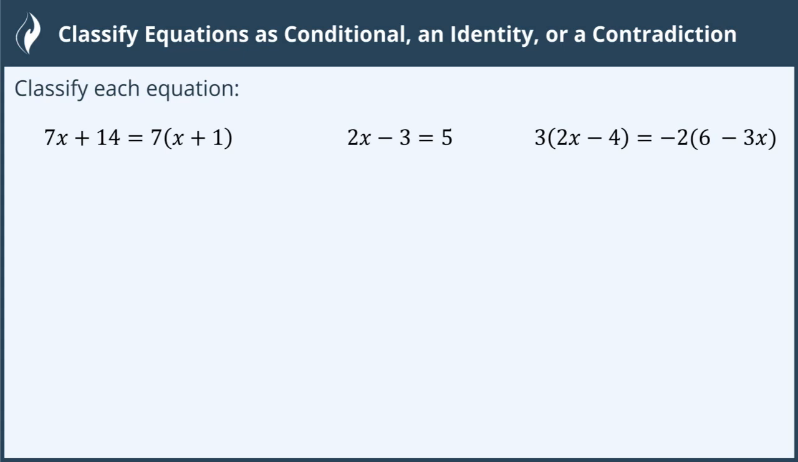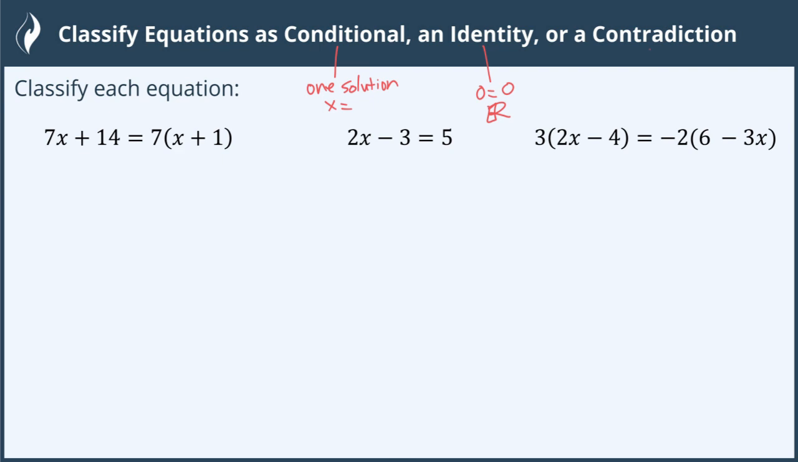In this video, we are going to be classifying equations as conditional, identity, or contradiction. So conditional is when we end up with one solution. So x equals a number. Identity is when we go through and solve and end up with a true statement, but no more variables. So like 0 equals 0. So the answer would be all real numbers, which means any value for x would work in that equation.